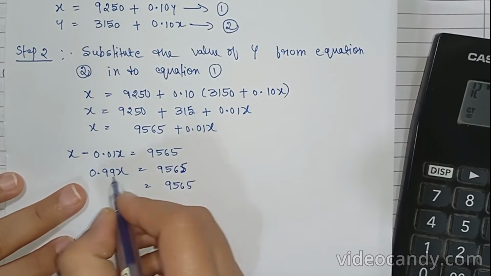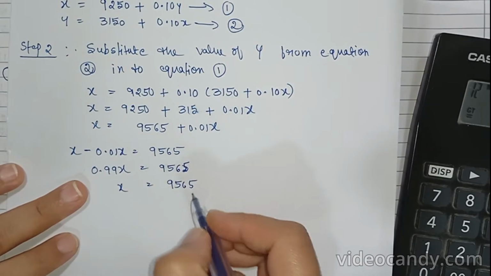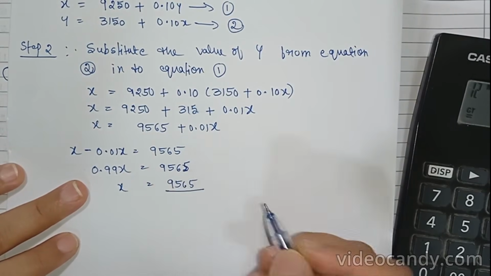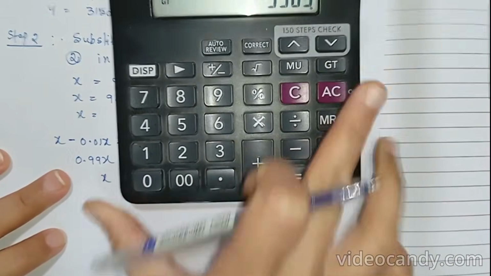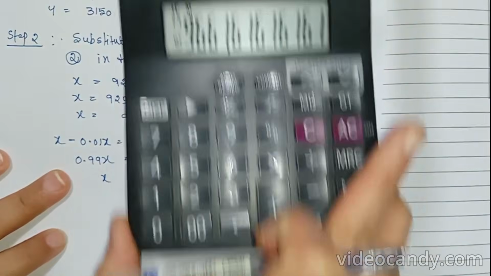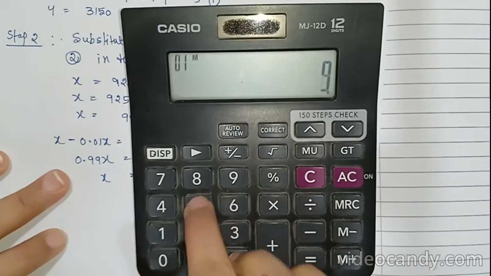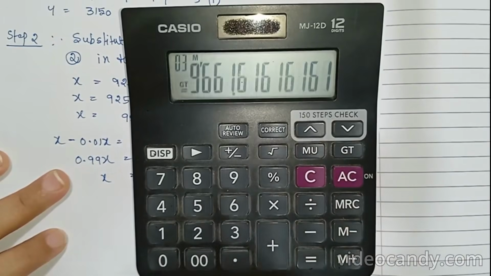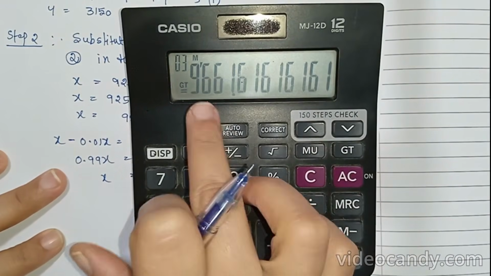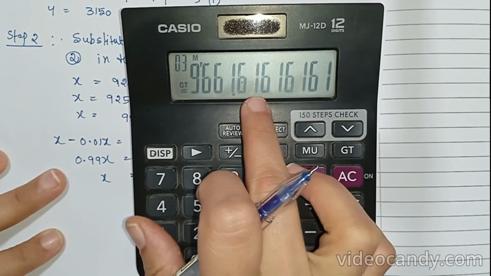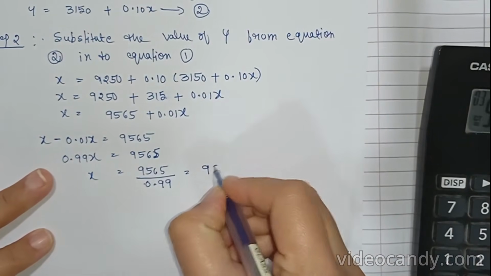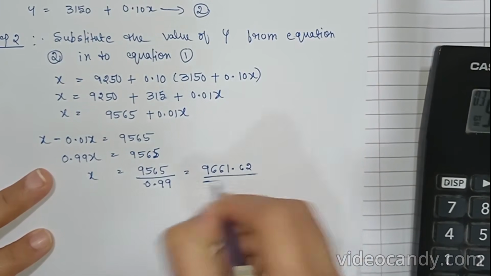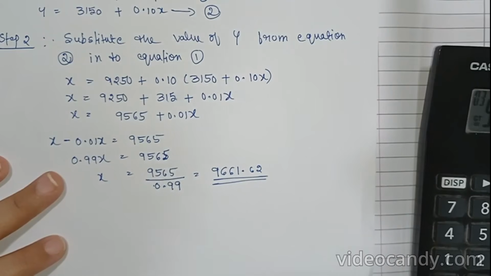Now x equals 9565 divided by 0.99. 0.99x means multiplication; when it goes to the right side, it becomes divided by. So 9565 divided by 0.99 equals 9661.62. Take it as 62. Clear? So the value of x is 9661.62.